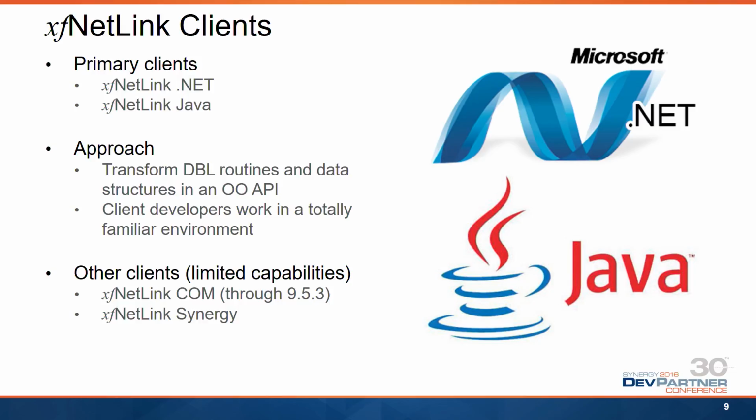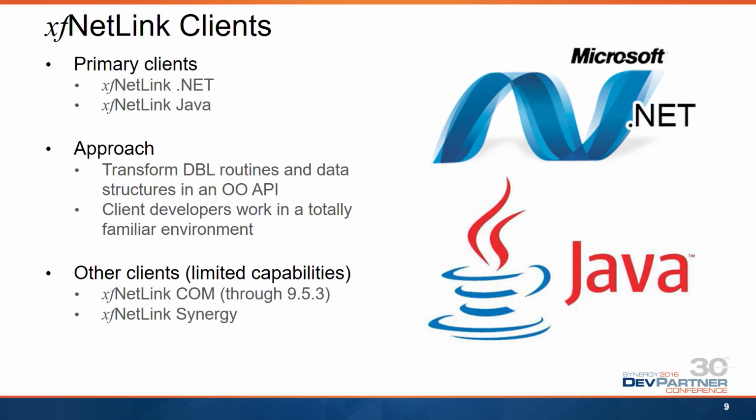xfNetLink clients, I already briefly mentioned these, so I'll fly through this, but primarily there's 4 of them, but really the 2 main clients that have been used historically are xfNetLink.NET and xfNetLink Java. And both of those tools take a very similar approach in that they expose classes full of methods that represent the callable functionality, and they expose classes full of properties that represent the data, and in such a way that it looks very natural in the Java or .NET worlds. COM is still available. The latest version we supported with COM was 9.5.3, but it is still out there, and you can still get it if you really need to get in from one of those old environments. And the xfNetLink Synergy client is built into the language as well.